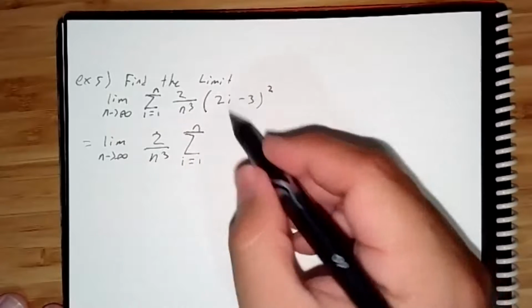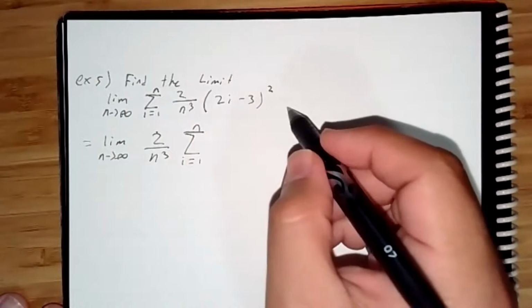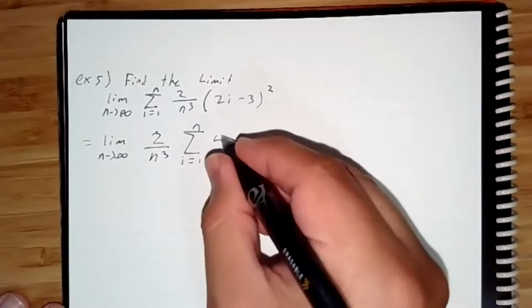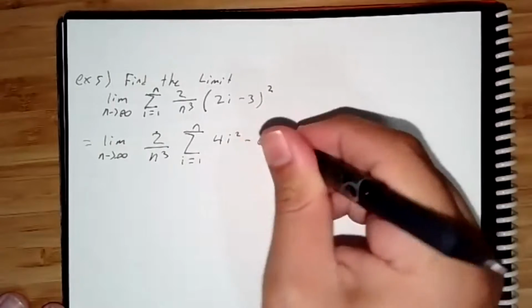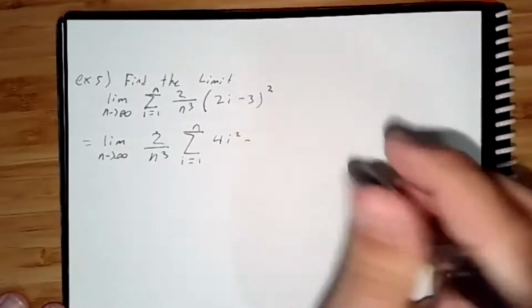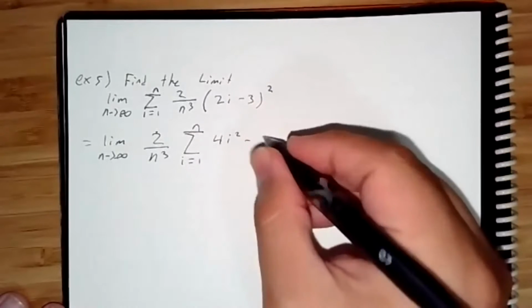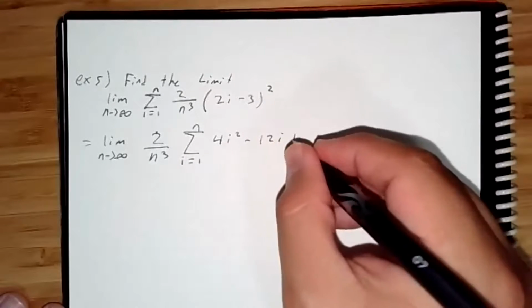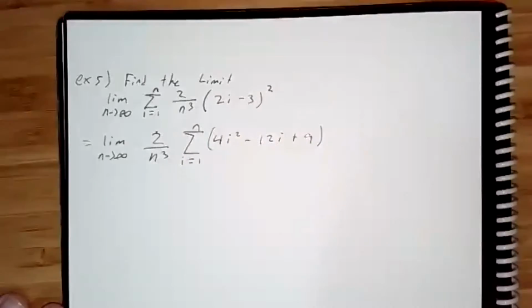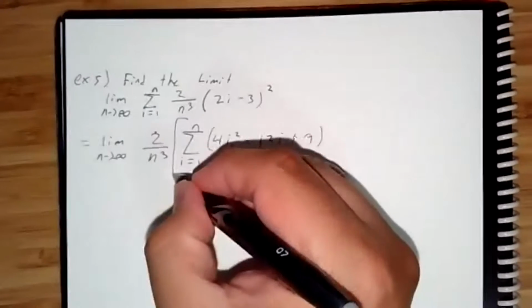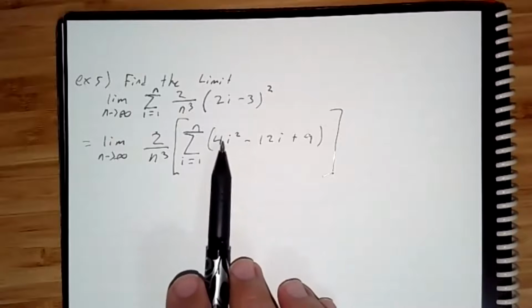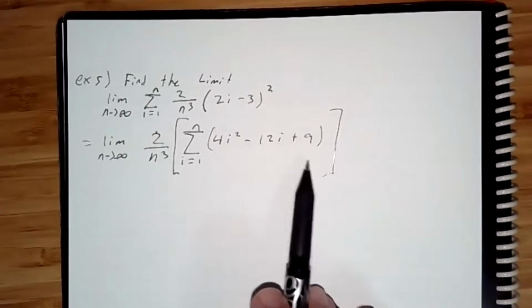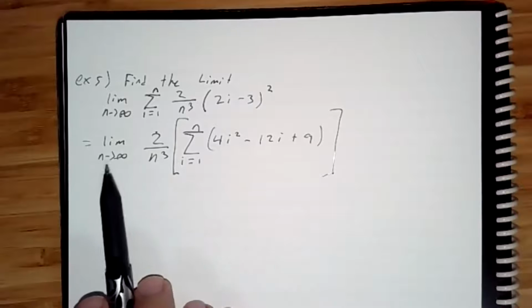And this I'm going to have to FOIL out, right? Need to expand it. So I'm going to get 4i squared minus 12i plus 9. It doesn't look very pretty, but let's go ahead and use the formula on each piece. Once we've done all that, we'll reintroduce this guy and then try to take the limit.